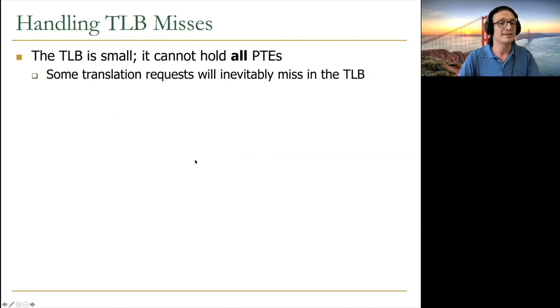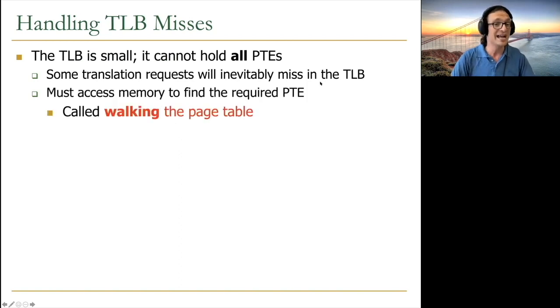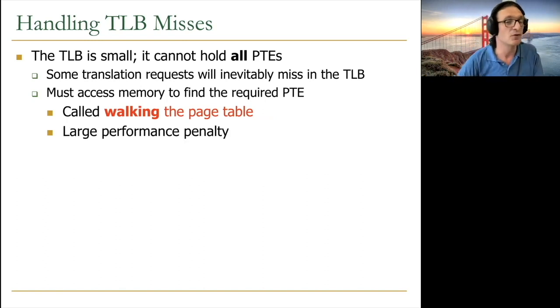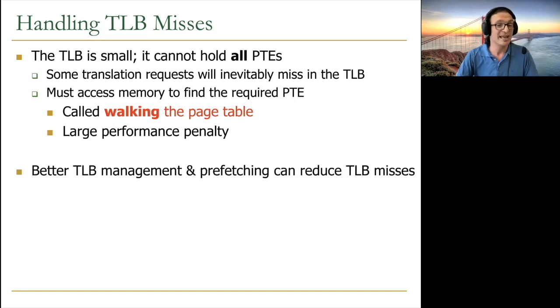But basically, the TLB is small. It cannot hold all PTEs. Some translation requests will inevitably miss in the TLB. So you must access memory to find the required PTE. This is called walking the page table. Essentially, you walk all levels of the page table in a multi-level page table to get to the page table entry you're looking for. And this takes a long time, as you know, right? There's a large performance penalty. So better TLB management and prefetching can reduce TLB misses, just like better cache management and prefetching.